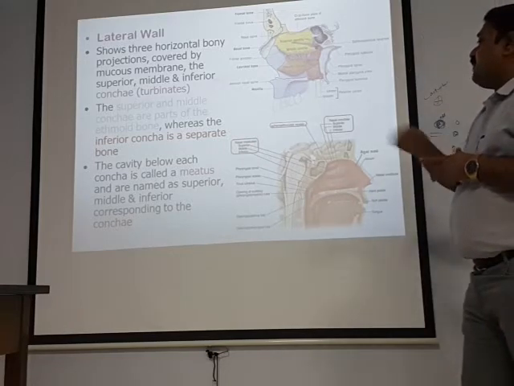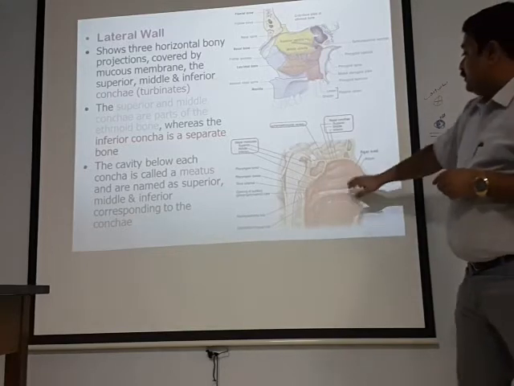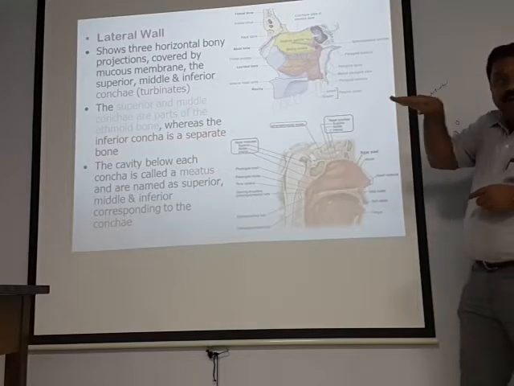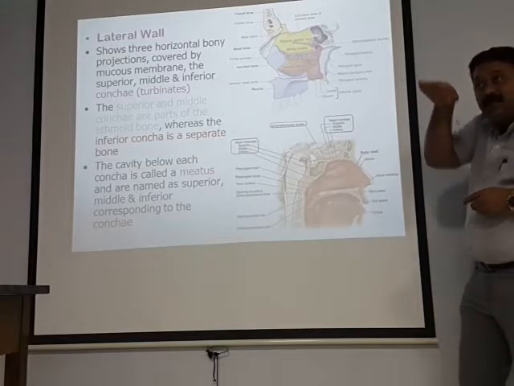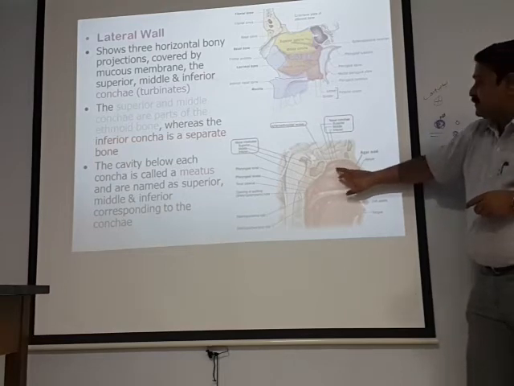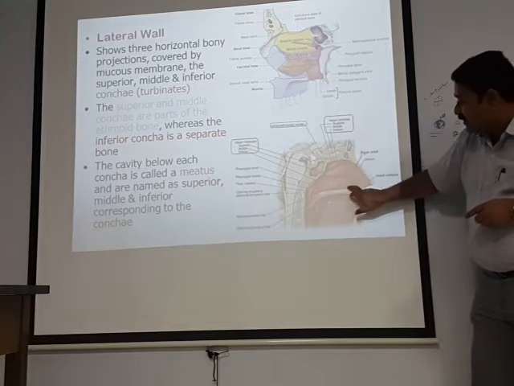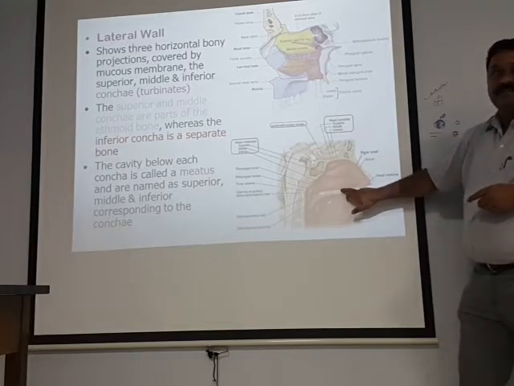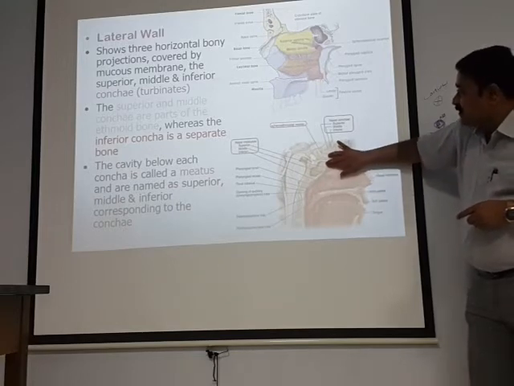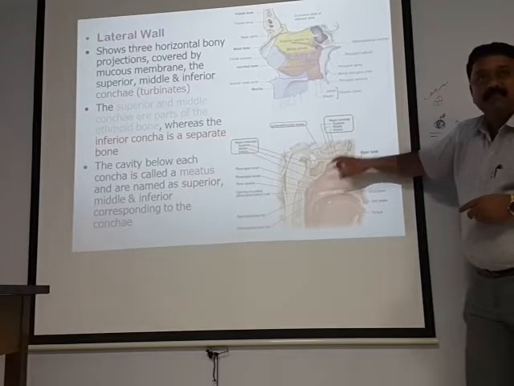And the cavity below the concha is called the meatus. So these are the superior, middle and inferior conchae, the shelves. Just below the shelf, the space is there. So this is the superior meatus, middle meatus, and the inferior meatus. And above the superior meatus, one recess is there. This is the spheno-ethmoidal recess.